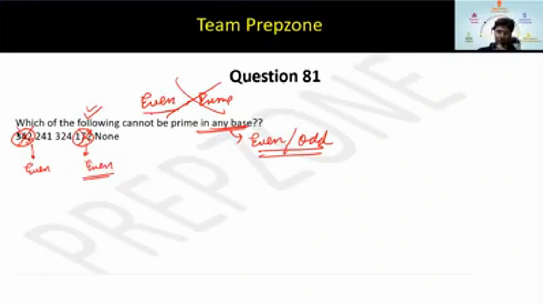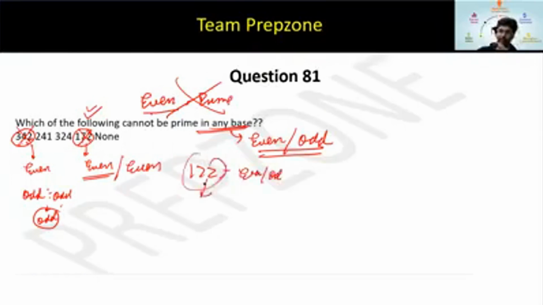If the base is odd, what will this number be? 3 plus 4, 7 plus 2, 9. Base is odd, sum is odd, this number will be odd. If this number is odd, it can be prime, right? But what about this? This is 10. If the base is odd, the sum is 10, again this number is even. So is 172 even anyhow, whether the base is even or odd? 172 will always be an even number. Is it correct?